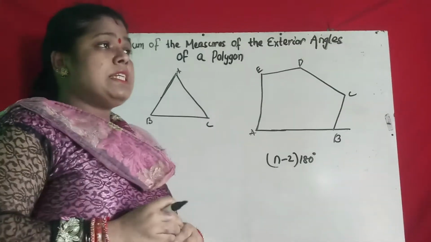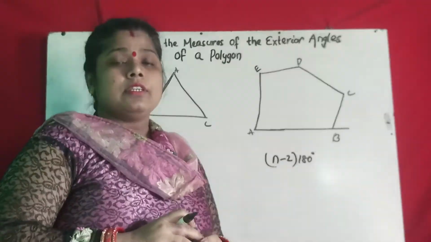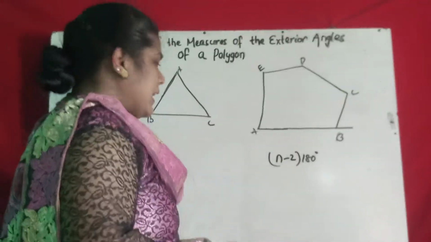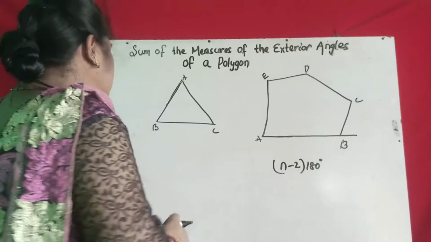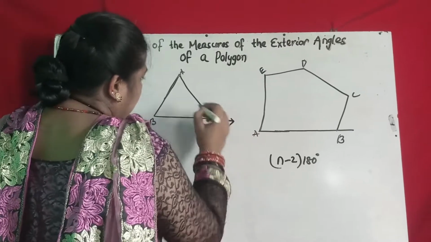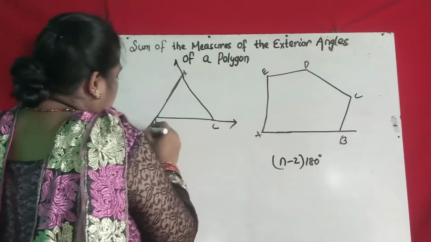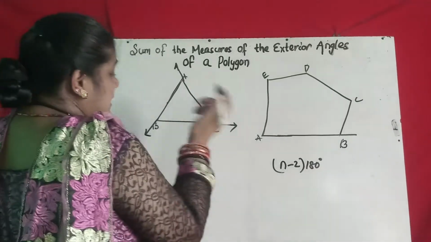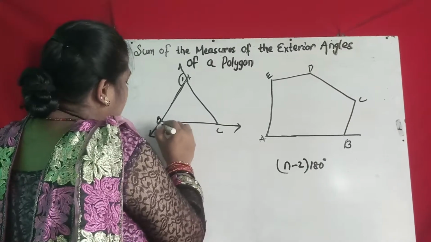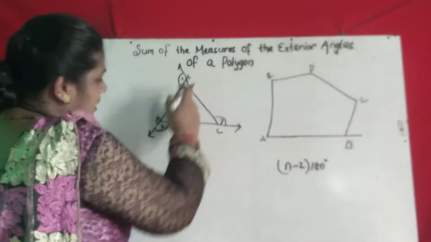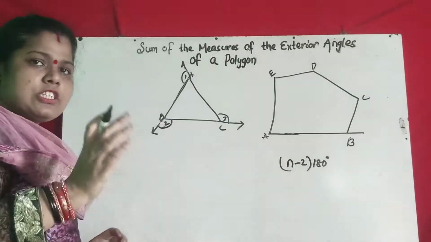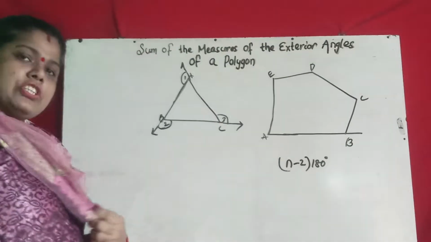But now the question here is, what is the sum of the exterior angles of a polygon? Okay, so let's start from a triangle. Simply, in a triangle we extend the lines like this. Suppose we extend like this. So here our exterior angles are, suppose, 1, 2, 3. So take a triangle ABC and its exterior angles are 1, 2, 3. And the question is, what is the sum of the exterior angles 1, 2, 3?